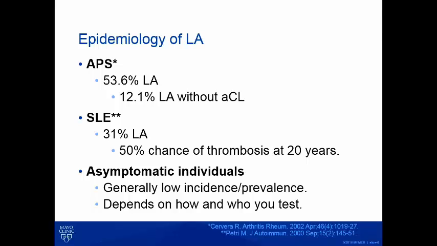And certainly asymptomatic individuals without autoimmune disease, without thrombotic events, can also be found to have lupus anticoagulants. Often these are transient, but what the prevalence and incidence of this is really depends on how you test and who you're testing. But certainly it can be detected in patients, but usually considered to be a fairly low incidence and prevalence.